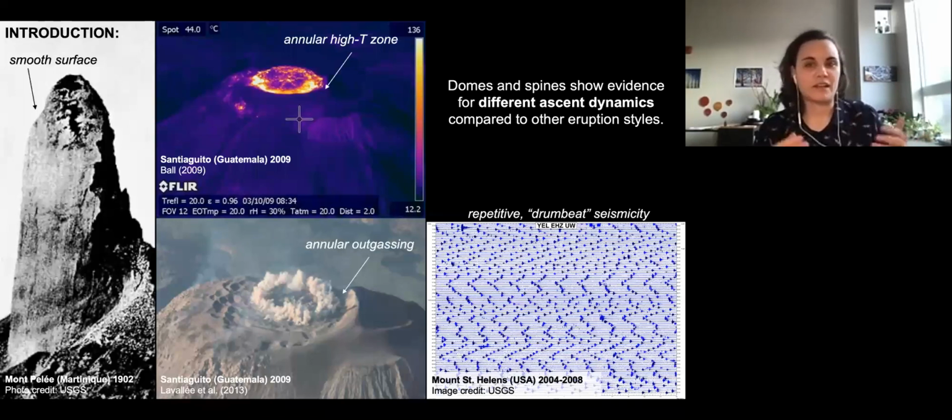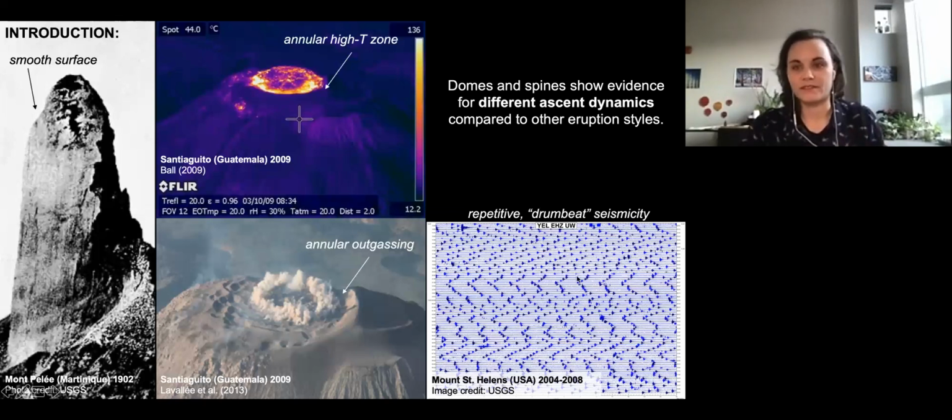Observations of natural systems tell us already that there are different dynamics in play during these types of eruptions. So some domes or spines that extrude at the surface have smooth surfaces, which are quite unusual and definitely not what we would expect from natural systems. Thermal imaging and visible light images or photographs of these systems sometimes show that they have their own sort of internal structure, namely that there are these annular regions that can be high temperature regions and can be zones of localized outgassing. And we also see that dome and spine extrusion is related to brittle activity in the subsurface.